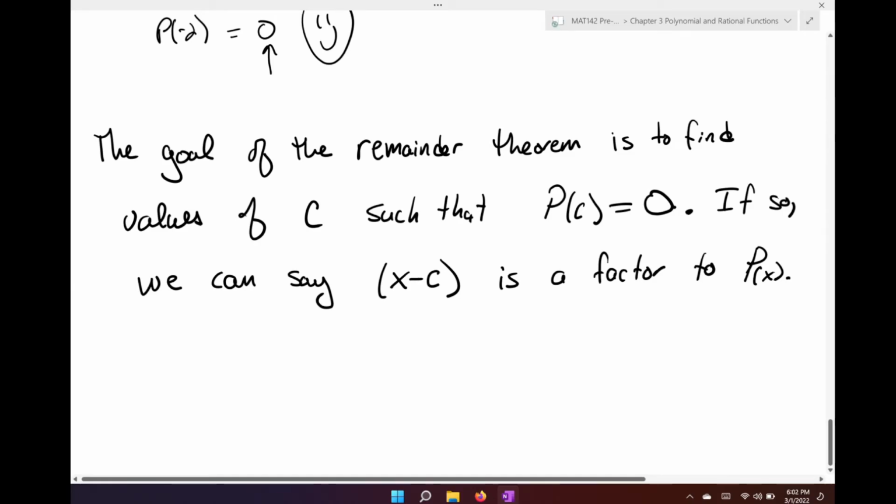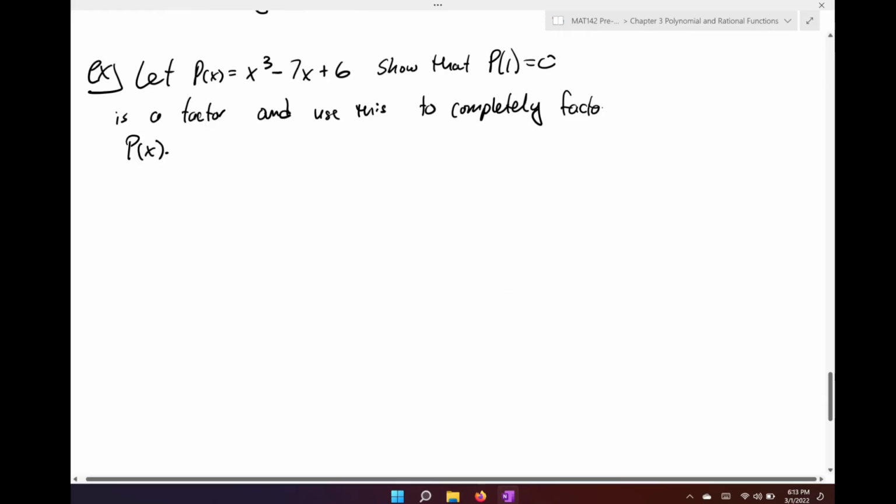So let me do one more example here, okay? And then I'm going to show you how we can use the remainder theorem, and we can use synthetic division to completely factor higher order polynomials.